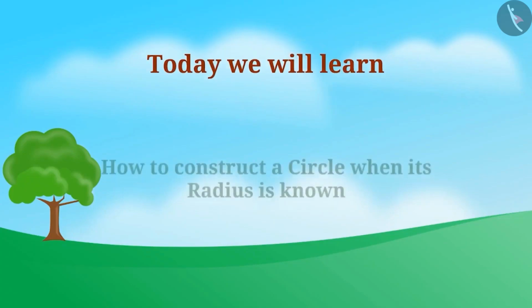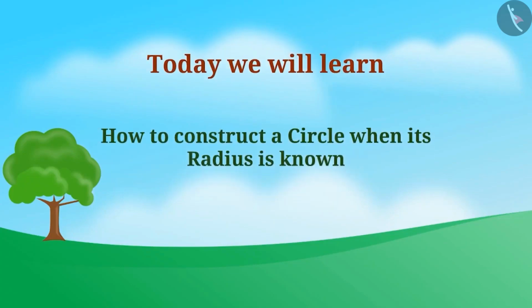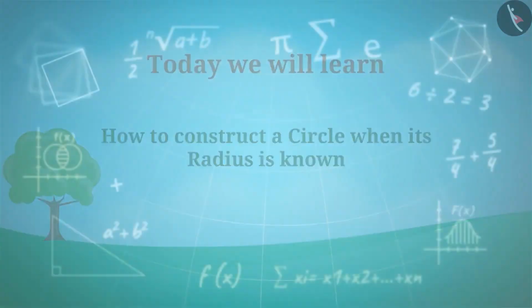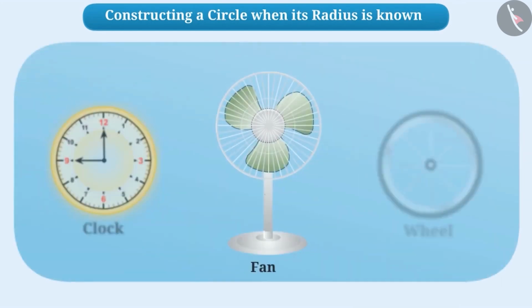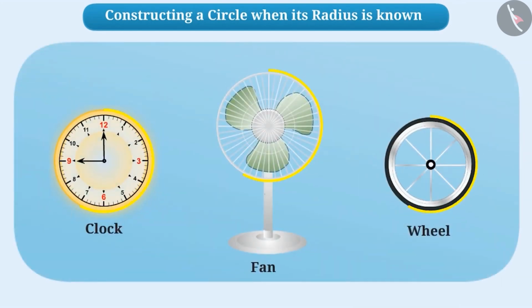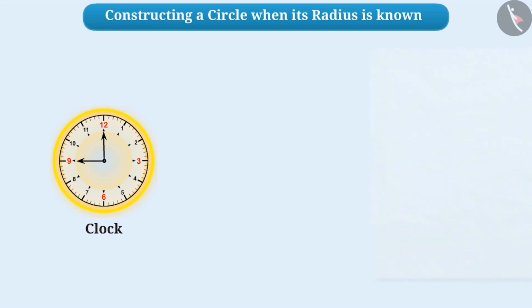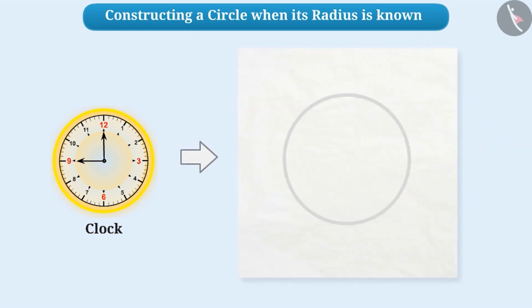Today, we will learn how to construct a circle when its radius is known. We see many things around us which are shaped like circles, like a clock, fan, wheel, etc. Sometimes it becomes necessary for us to construct their shape on a piece of paper. For example, if we want to make a paper watch, we have to draw a circle on a paper.